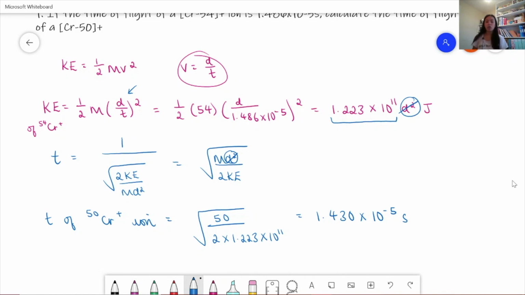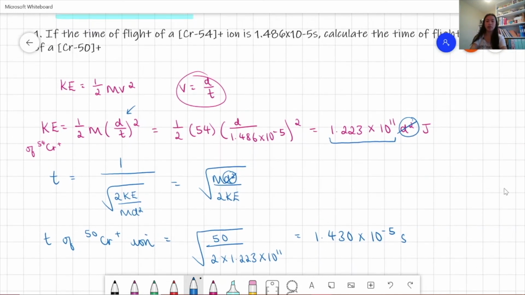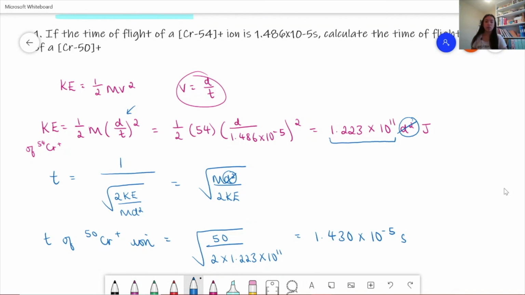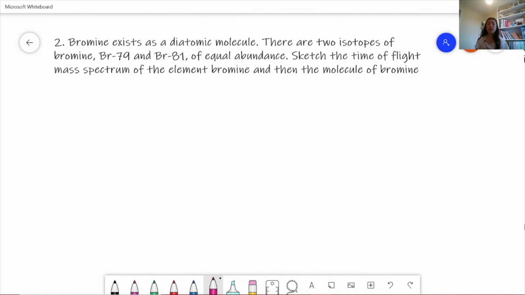And one way you can check whether this is in the right region is if you look at the time for the chromium 54 plus ion, because we had 1.486 times 10 to the minus 5. So this has to be bigger than the one for chromium 50 plus ion because it's a heavier ion, and we know that heavier ions will have a larger time of flight. So before I move on to the next question, feel free to click off the video and try it for yourself first.